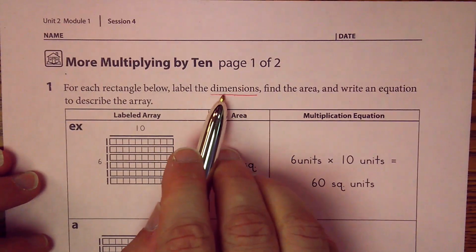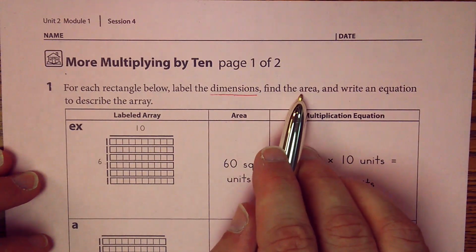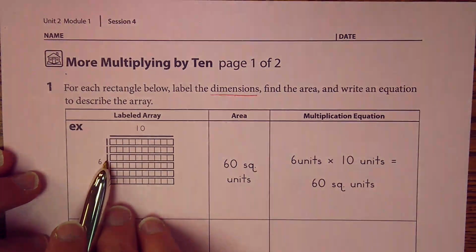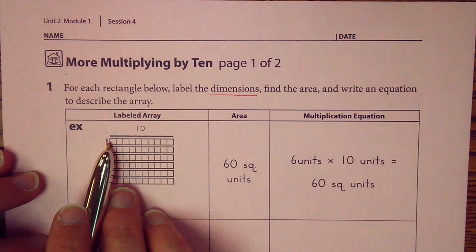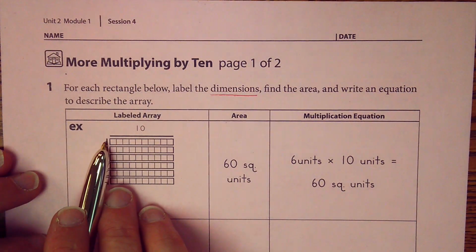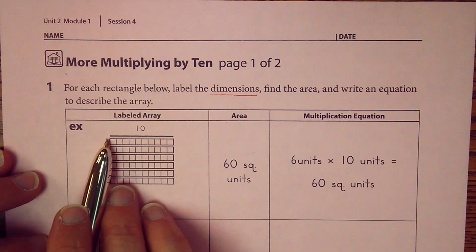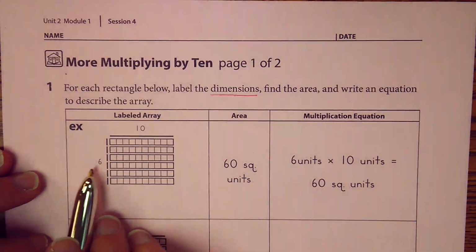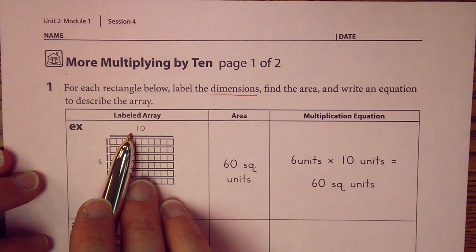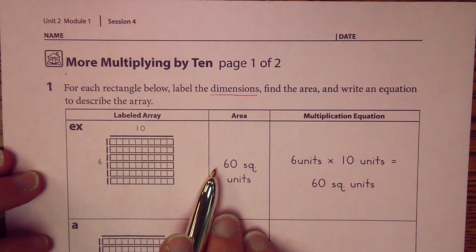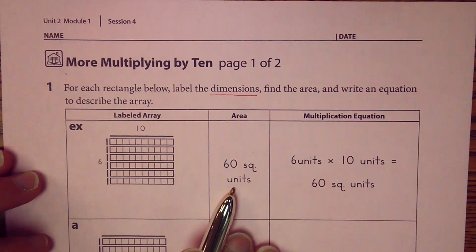So it says, label the dimensions, find the area, and write an equation to describe the array. So once you know the dimensions, this is 6 rows tall, and this is a decimeter, or this is 10 units across, right? We know to find the area, you multiply the height times the width, okay? So if you do that, 6 times 10, you get 60 square units.